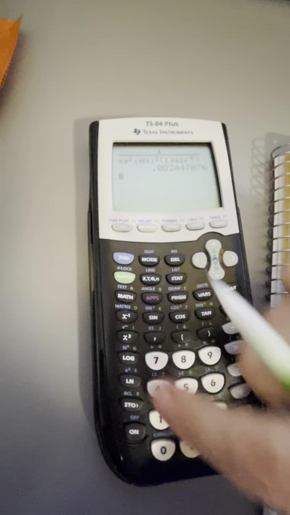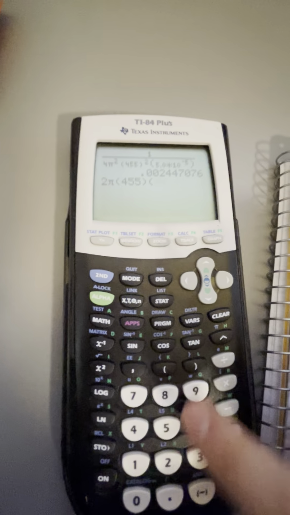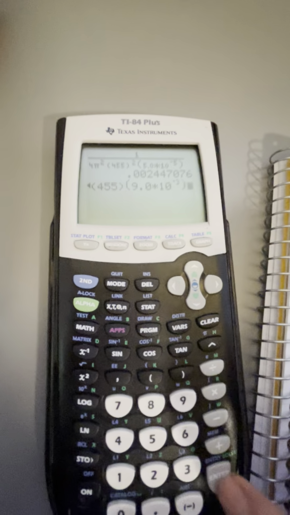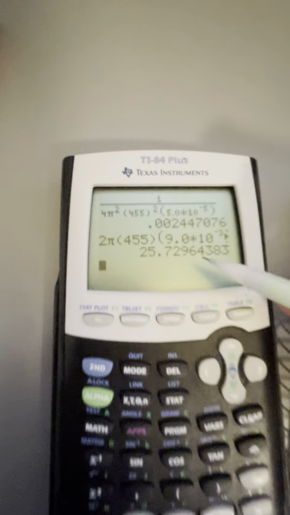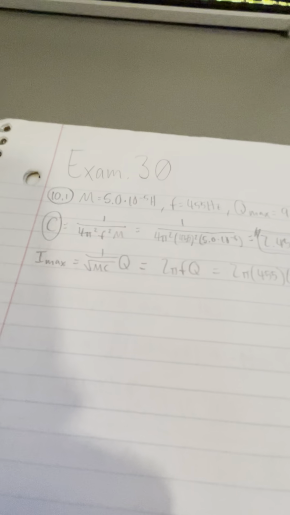Let's plug that in. Then we get 25.7 amps as our max current in the circuit. So 25.7 amps is I max, and that's for part B. Okay, so that's 10.1. Let's go to 10.2.